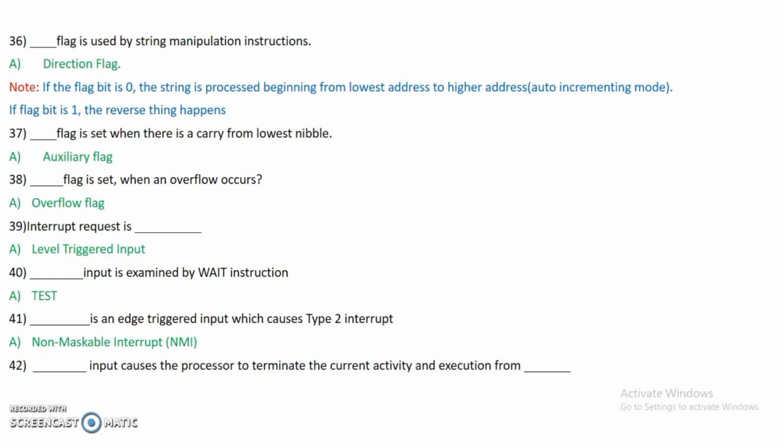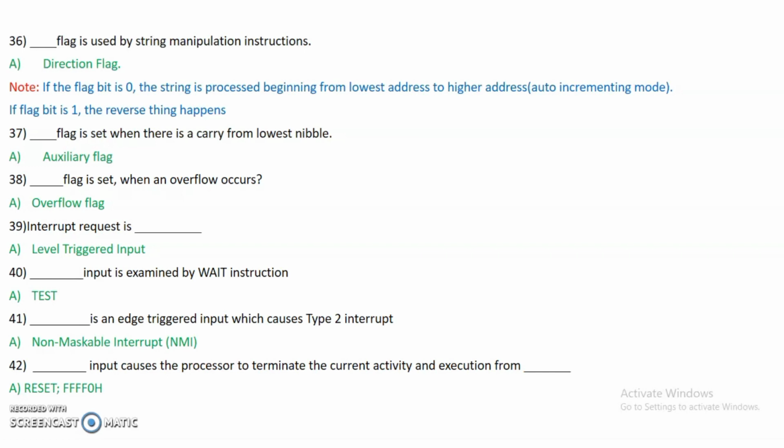Bit number 42. Dash input causes the processor to terminate the current activity and start execution from dash. It means that reset is the input which causes the processor to terminate the current activity. Whatever activity it is doing, it will just stop it, and whenever the reset has happened and the processor has been started again, it will start executing from the address FFFF0. H is nothing but hexadecimal.